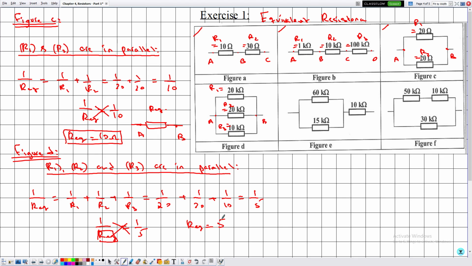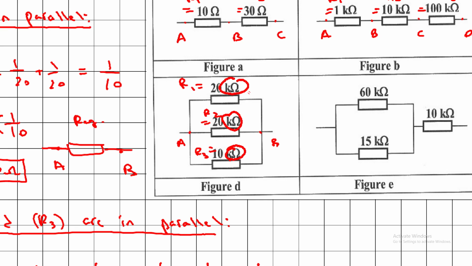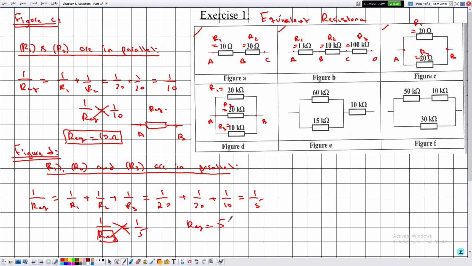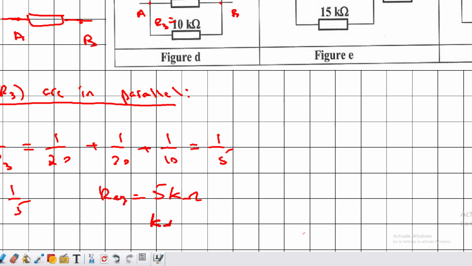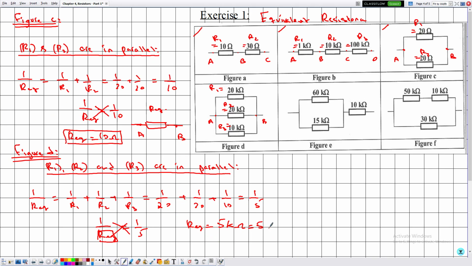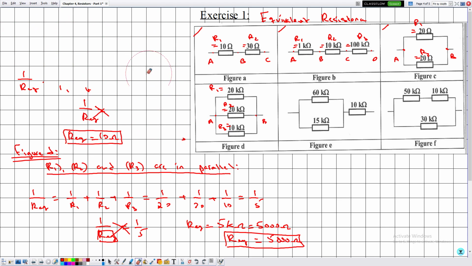Now what about the unit? This is very tricky. Notice that all of the previous values of R that we have used are given in kilo ohms. So the value in this case of R equivalent is given in kilo ohms. But we know that kilo ohms is not the SI unit of the resistance. In order to convert from kilo ohms to ohms, we need to multiply by 1000. So this is given by 5000 ohms. So R equivalent is given by 5000 ohms. And we are done with figure D.